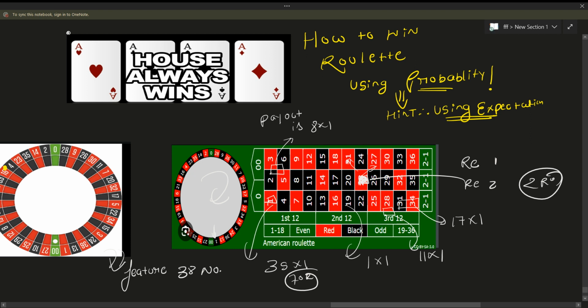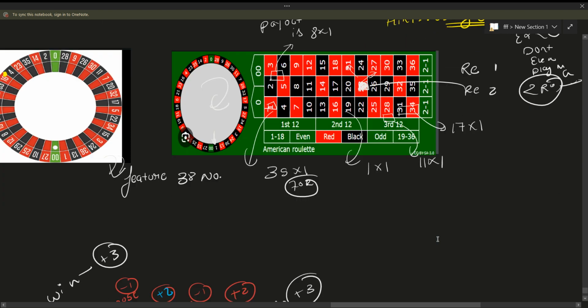So let's see how we can predict who's going to win using probability. More specifically, we're using expectation. If our expectation value is positive, there's a better chance that you're going to win. If the expectation is negative, don't even play the game. But if the expectation is greater than zero, then go for it. There's a high chance that you can win the amount that you put here.